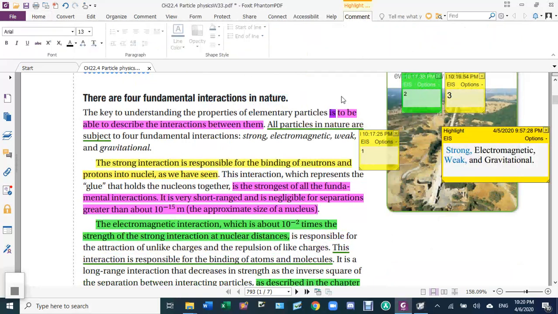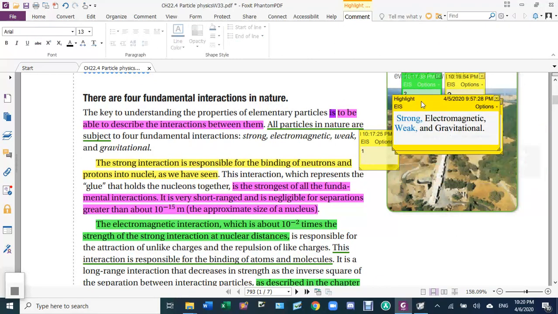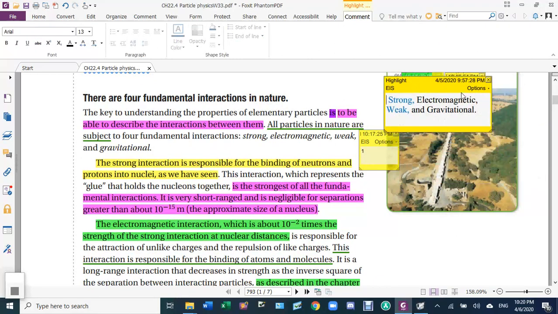There are four fundamental interactions in nature. We have talked about strong, electromagnetic, weak, and gravitational. You have to understand the properties of elementary particles to be able to describe the interaction between them. And all particles in nature are subject to strong, electromagnetic, weak, and gravitational interactions.